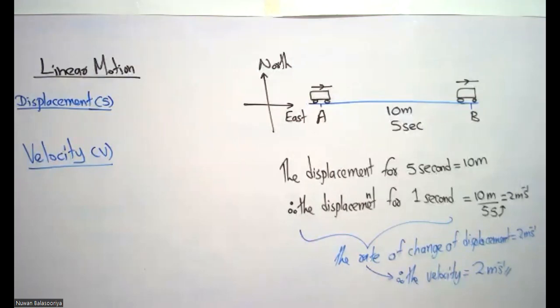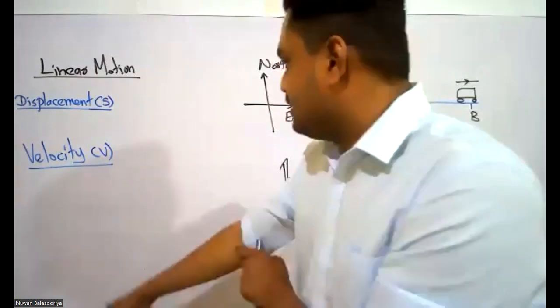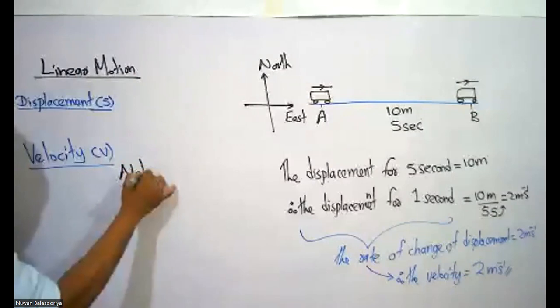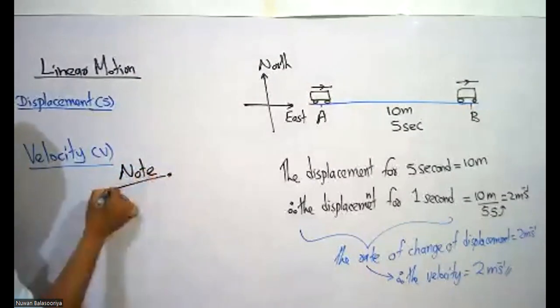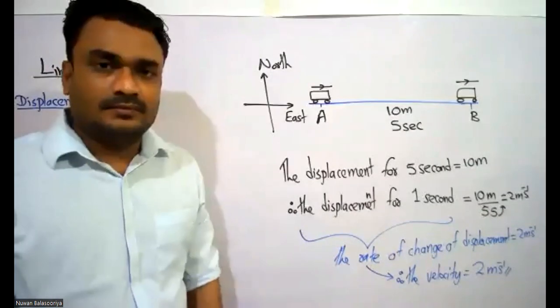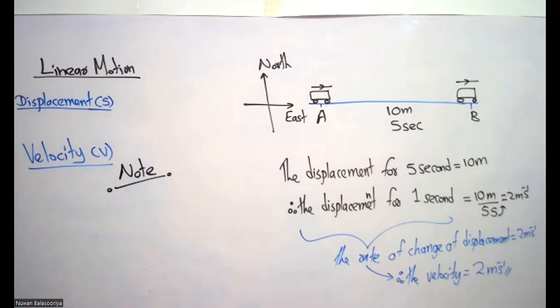Right, we have found the velocity as 2 meters per second, but what is the equation that you used in O levels to find velocity here? Somebody please unmute the mic and tell me. You must talk to me here. In advanced level, you should not be silent. Displacement over time. Very good, excellent.